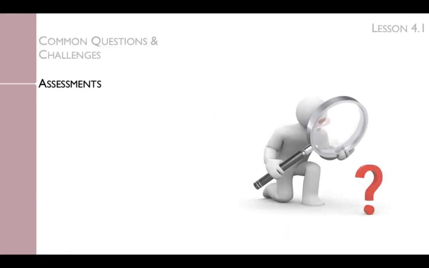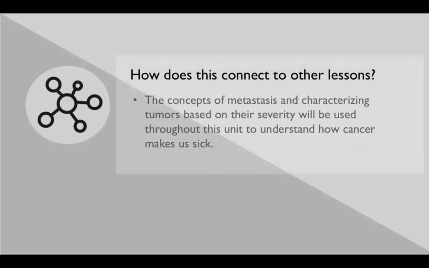At the end of the lesson, collect the lesson worksheets to assess students' explanations of how a tumor can spread after it becomes malignant, and their explanations of how one uses cancer grade and stage to characterize a tumor. The concepts of metastasis and characterizing tumors based on their severity will be used throughout this unit to understand how cancer makes us sick.